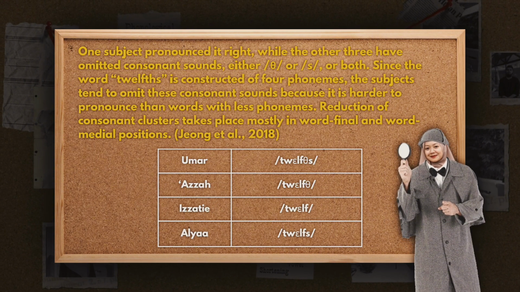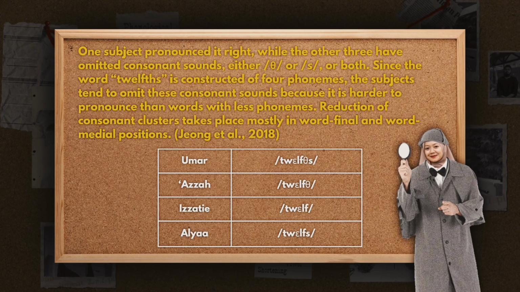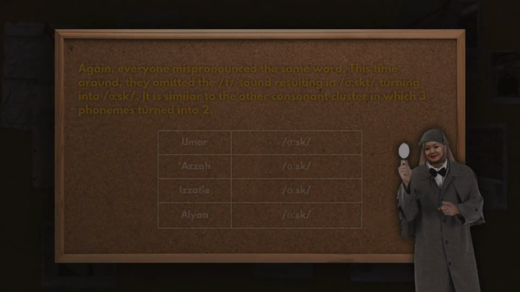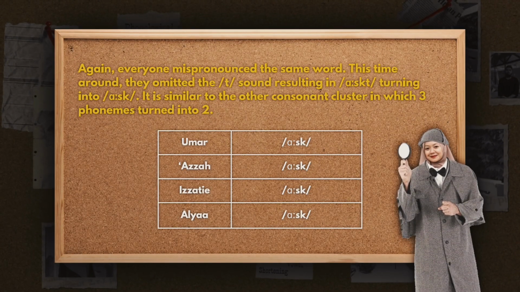Since the word 12th is constructed of 4 phonemes, the subjects tend to omit these consonant sounds because it is harder to pronounce than words with less phonemes. Reduction of consonant clusters takes place mostly in word final and word medial positions. Ask. For the word asked, again, everyone mispronounced the same word. This time around, they omitted the th sound, resulting in asked turning into ask. It is similar to the other consonant cluster in which 3 phonemes turn into 2.